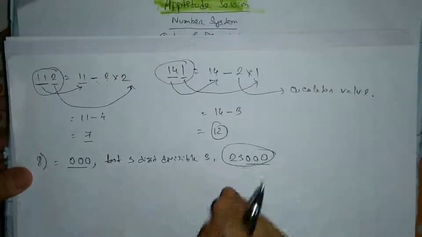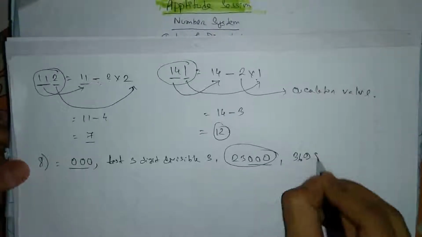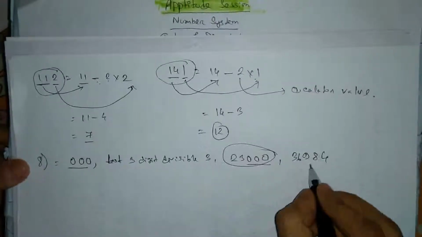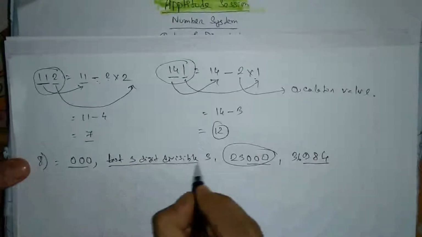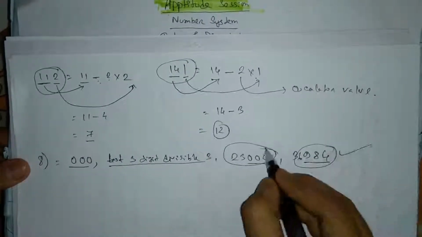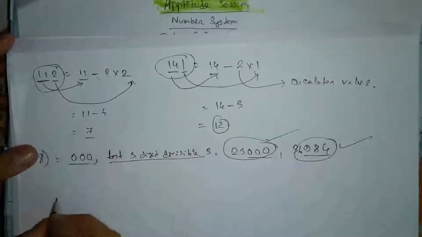Okay, it will be divisible by 8, and like 3 6 9 8 4. Here the last three digits, 984, are divisible by 8, so this number will be divisible by 8.